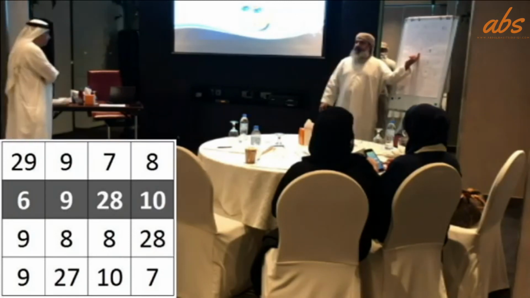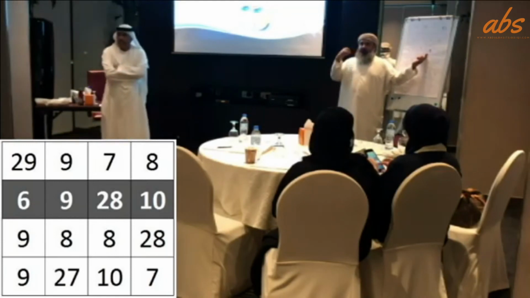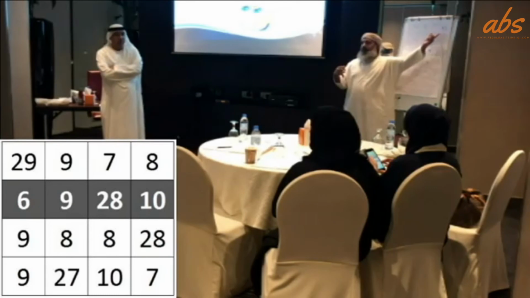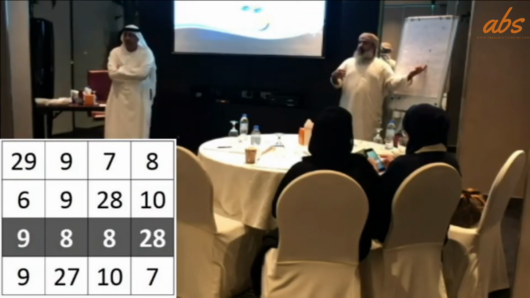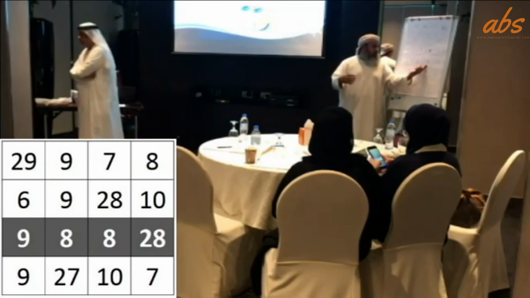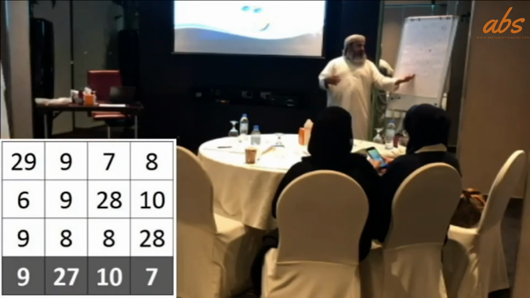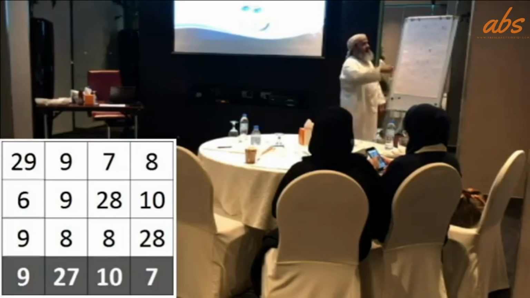6 plus 9 plus 28 plus 10 is 53. Okay. 9 plus 8 is 17 plus 8 is 25 plus 28 is 53. 9 plus 27 is 36, 46. 46 plus 7 is 53. This is rows. Let's do columns.